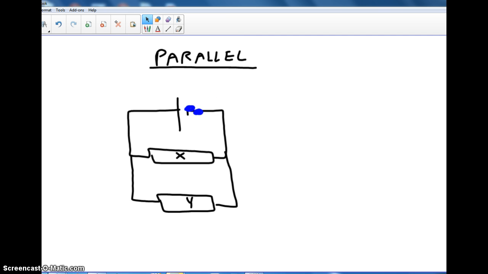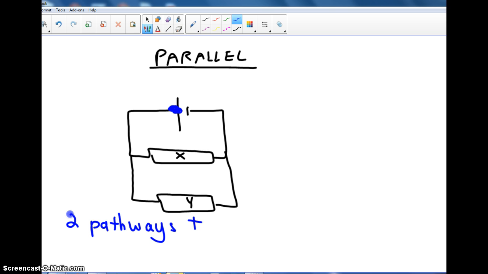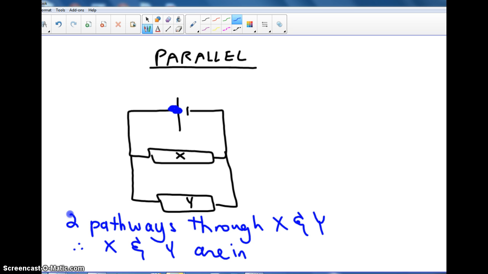Okay, so they never loop on themselves, they never loop back again. And what's the distinguishing feature? In this arrangement, there are two pathways through X and Y, those resistors. Therefore, X and Y are in parallel. That's what we mean when we say that they're in parallel.